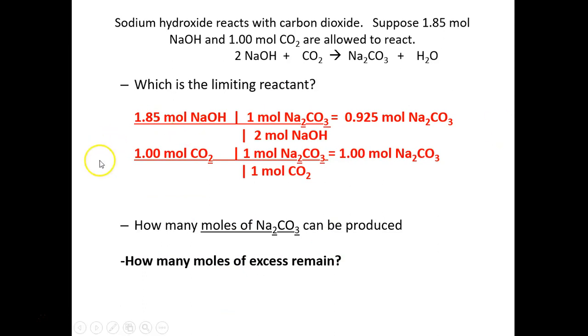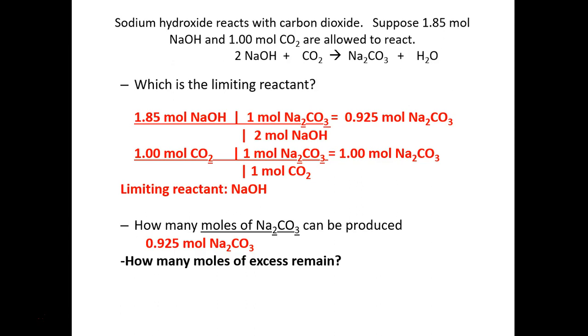So we see that just because I had less CO2 doesn't mean it would make less product. In fact, it makes more. So my limiting reactant is sodium hydroxide because it makes less product. So how many moles of sodium carbonate can be produced? Well, to find that answer, we're just going to look at the question above, and we're going to take the lower of the 2 results. So 0.925.